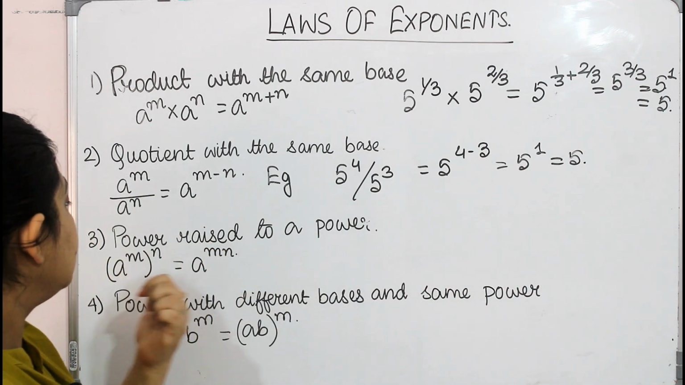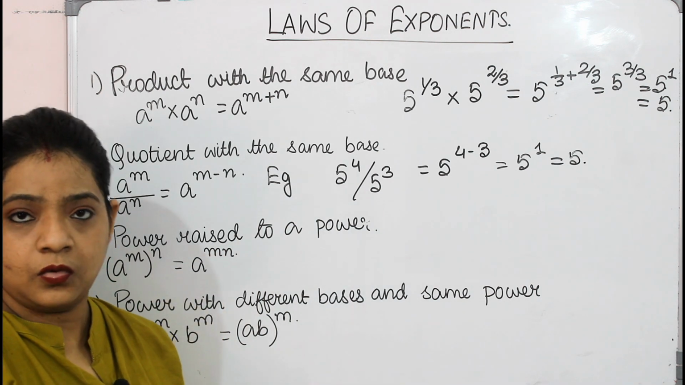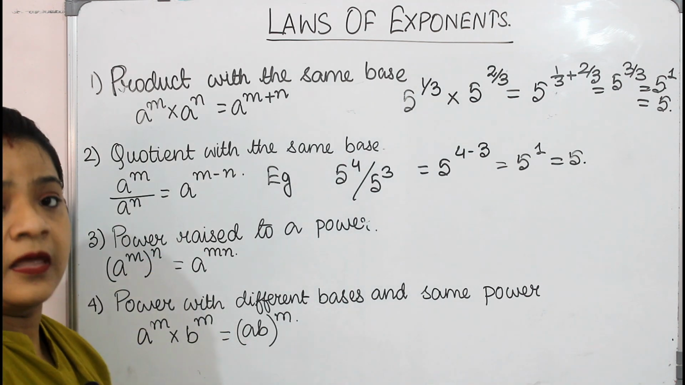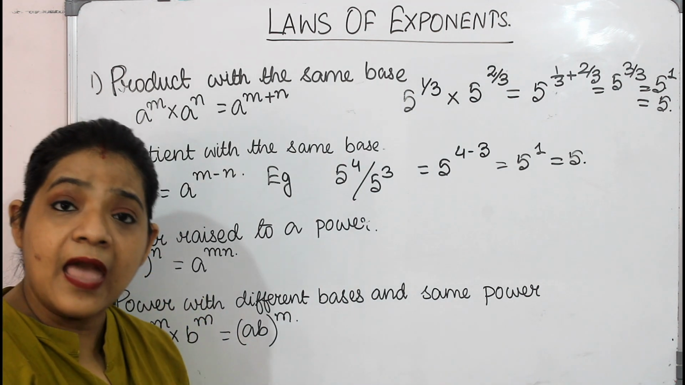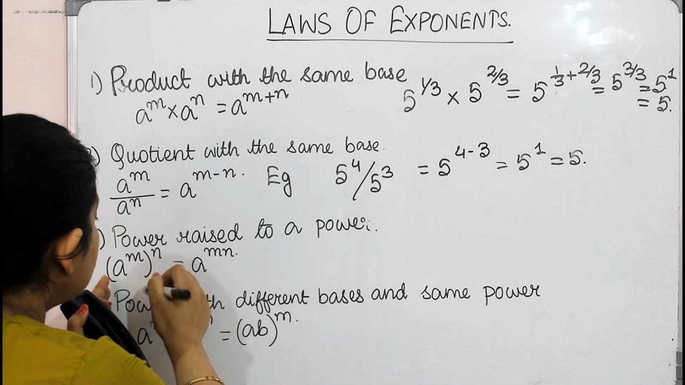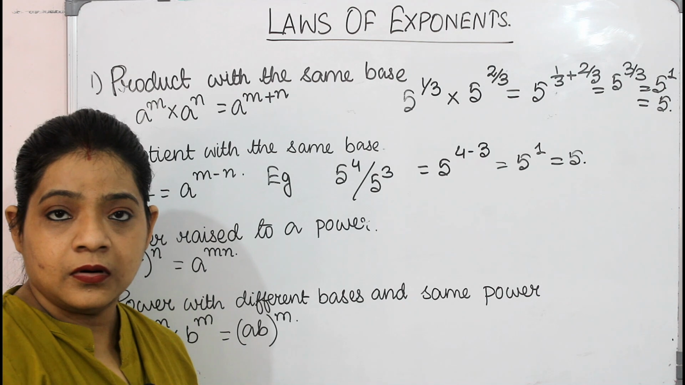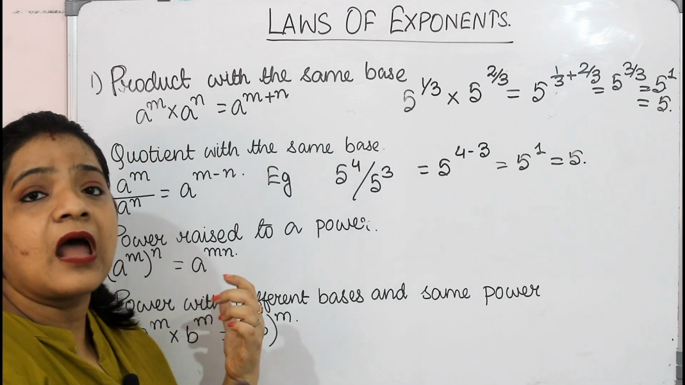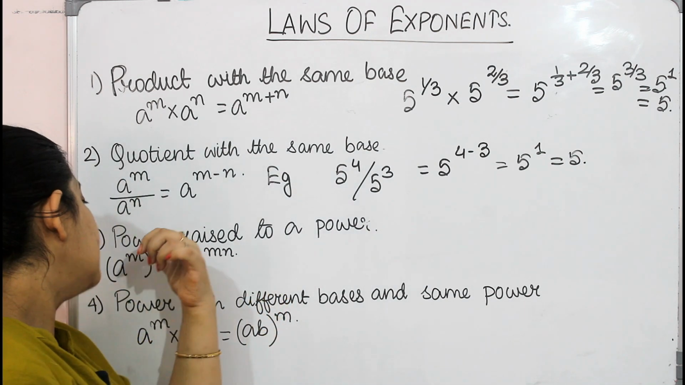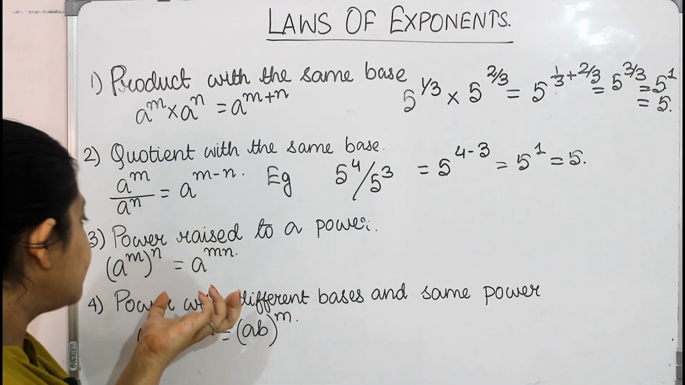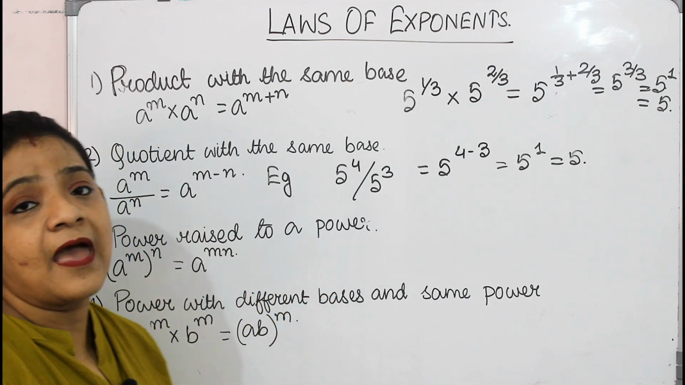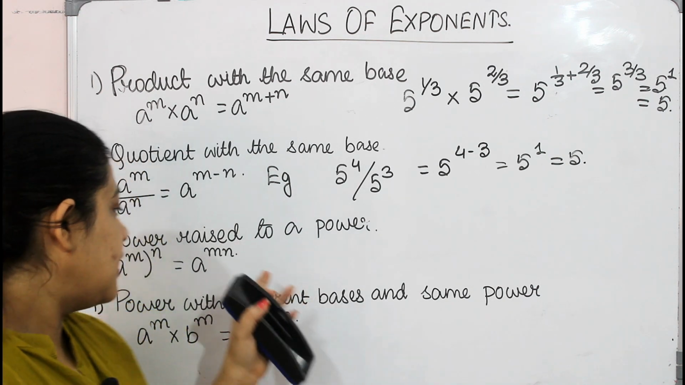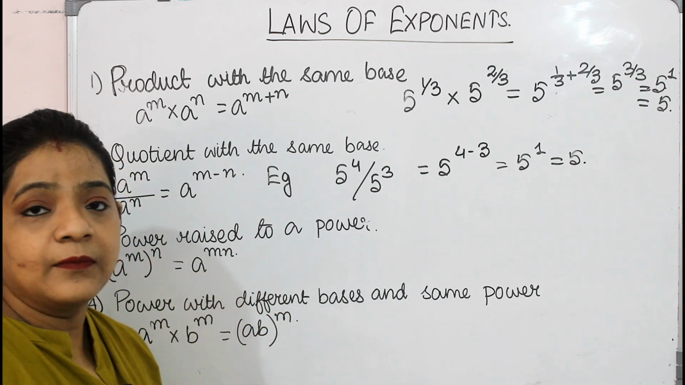The third is power raised to a power. Note this: a to the power of m, the whole to the power of n. Here a already has a power m, and that is also raised to another power. Within the bracket you have one power and outside the bracket you have another power. Under this circumstance, what will you do? a to the power of m into n, you will just multiply those two powers.